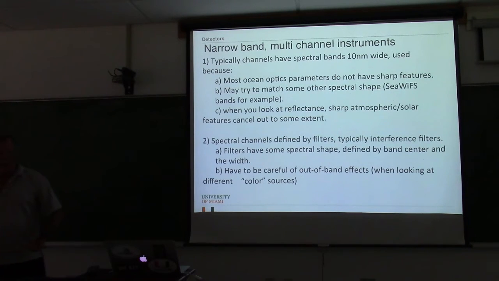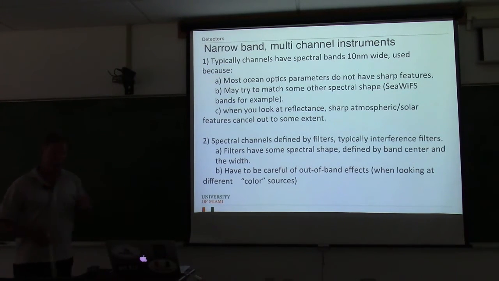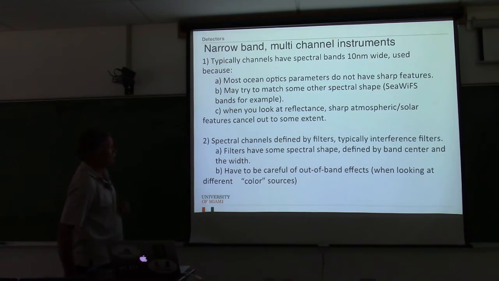Next thing, multi-channel. Typically 10 nanometers wide, as I said. We use 10 nanometers because most ocean parameters don't have really sharp features. Satellites, because they have to get signal to noise down low enough, have fairly broad channels, like I showed you the ones for I1 and I2 there for VIIRS. SeaWiFS bands were 30 nanometers or something on that order. For a while, one company was trying to match exactly the SeaWiFS bands with their radiometers. And so that might be one reason to use a multi-channel instrument.